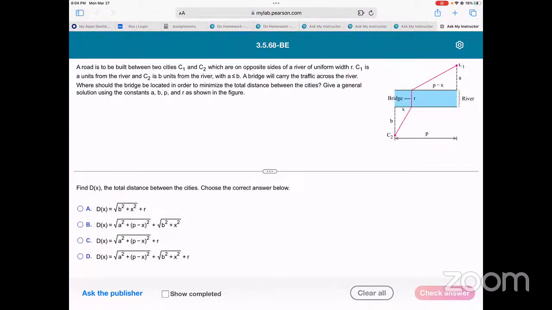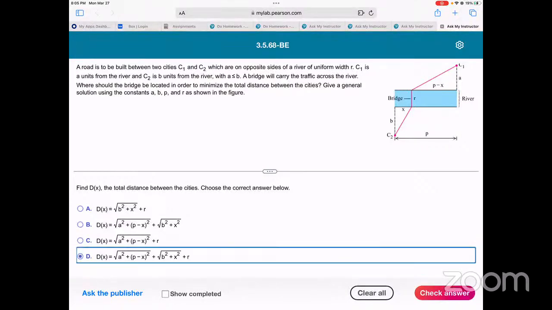I think it's D, right? Because the distance from C1 to the water is basically the Pythagorean theorem, so the square root of (P minus X) squared plus A squared. That's the first part of D. Then plus the distance across the bridge, which was R, so there's a lone R there, plus the distance from the water to city 2. Again, Pythagorean theorem, the square root of X squared plus B squared. So they basically did the Pythagorean theorem twice plus the distance across the bridge. I'm just going to go with D.